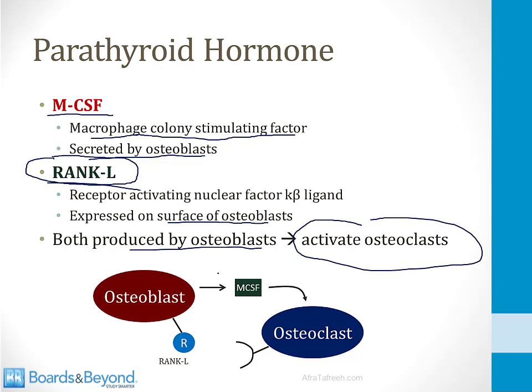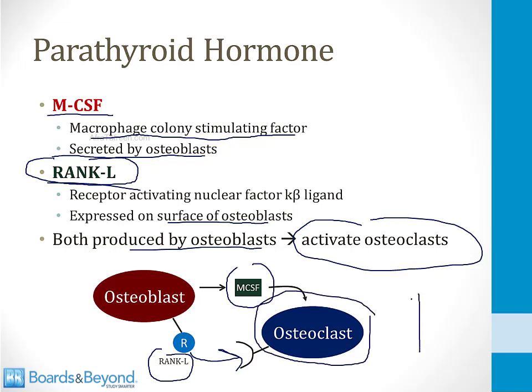And I've shown this at the bottom of the screen. The osteoblast makes MCSF. It also expresses RANKL on its surface. The MCSF can stimulate the osteoclast. The RANKL can bind to the osteoclast. And in this manner, the osteoclasts become activated, and they will reabsorb bone, and they will increase the amount of calcium and phosphate in the serum.